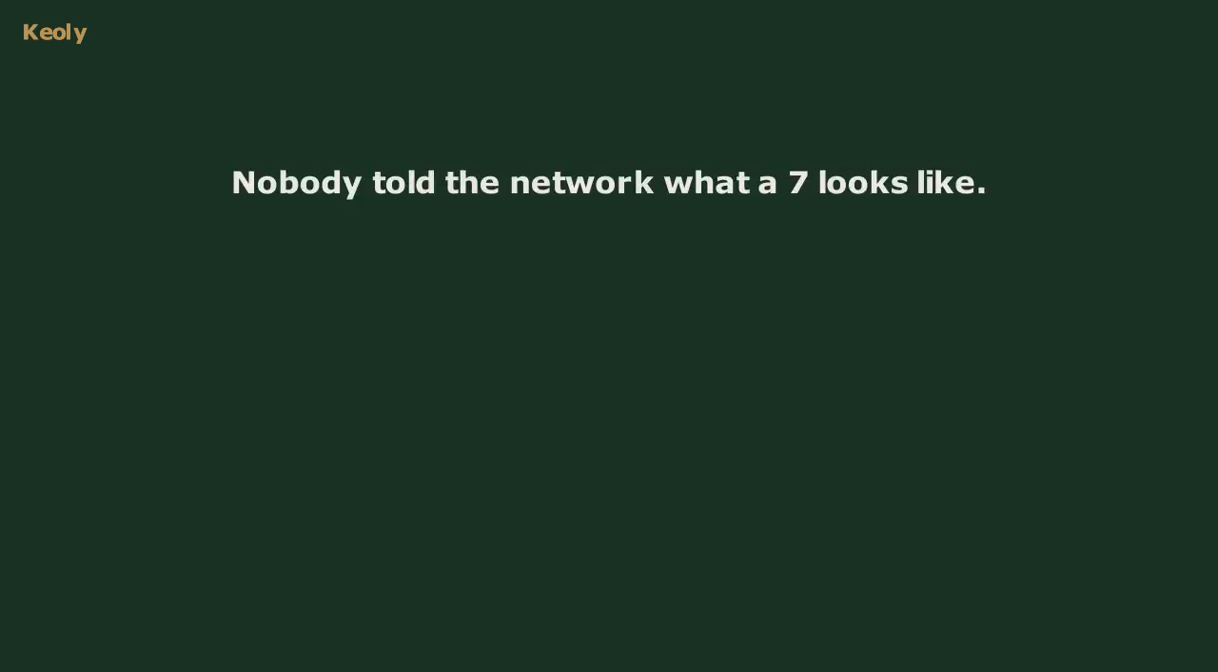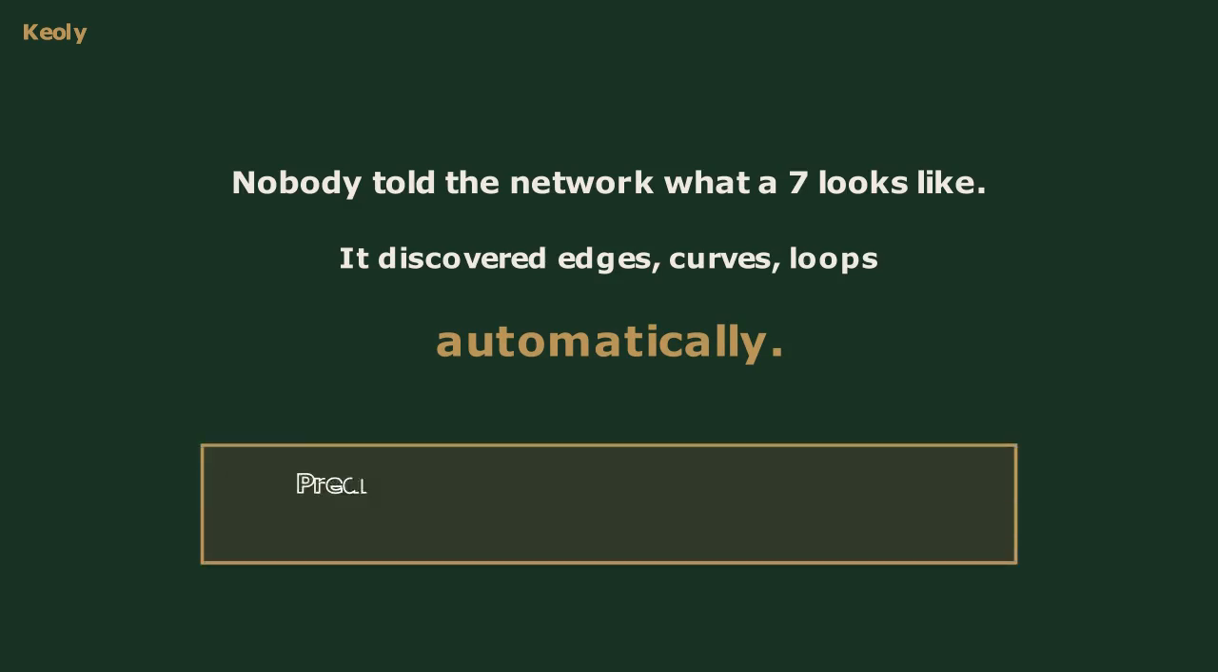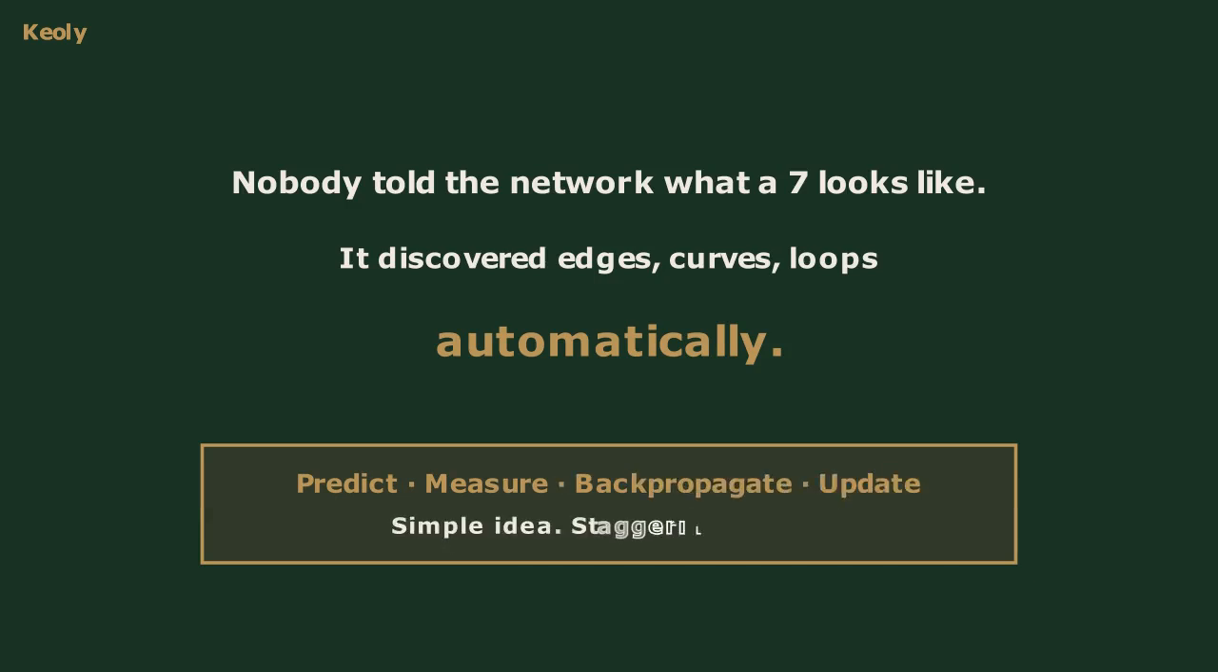And here's what I find remarkable about this. Nobody told the network what a 7 looks like. Nobody programmed the concept of an edge or a curve or a loop. The network discovered all of that automatically through the mechanical process of making a guess, measuring the error, and adjusting 13,000 numbers over and over again.